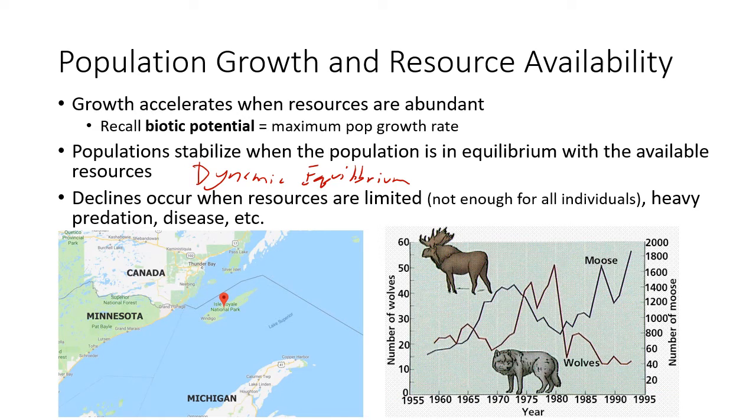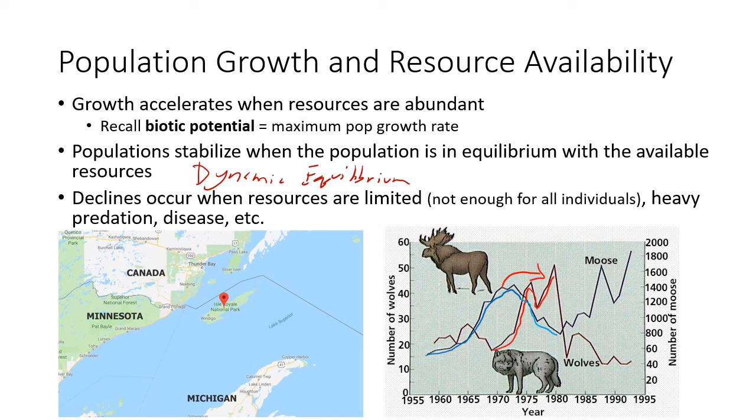As moose increase in size, you will see that wolves tend to follow and increase in size. However, it takes a little bit of time. It might take a decade or 5 years or a couple years to reach that level. So moose increase, wolves will then increase. Because there's more wolves, there's more predation on the moose, and the moose populations are going to decline.